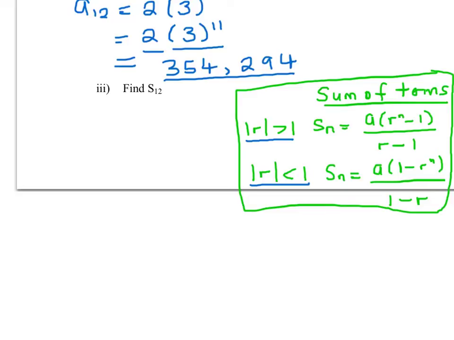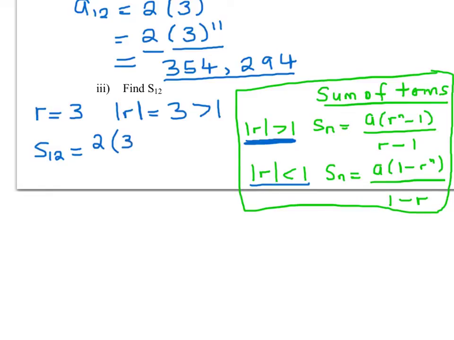Now in our case, the r value is equal to 3. So the absolute value of r is equal to 3 also. And 3 is a value greater than 1. So we're going to be using this first formula here. So if we put in the n value as being 12, S12 is equal to a, and the a is 2, multiplied by r, which is 3, to the power of 12 minus 1, all divided by r again, which is 3, minus 1.